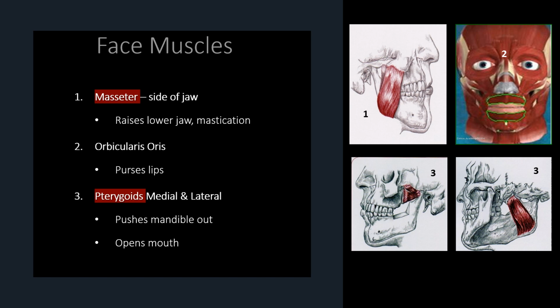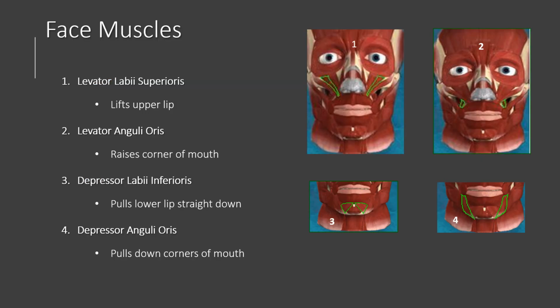So if you repeat after me, we have the masseter, the orbicularis oris, and the pterygoids. So the last few slides on the face muscles, and then we're done. So repeat after me.